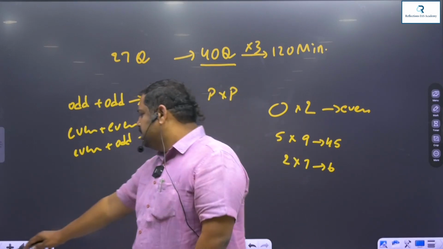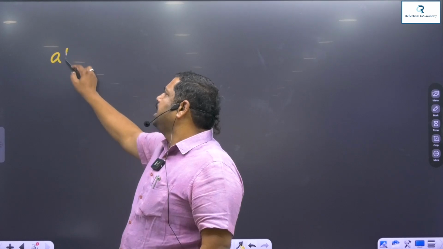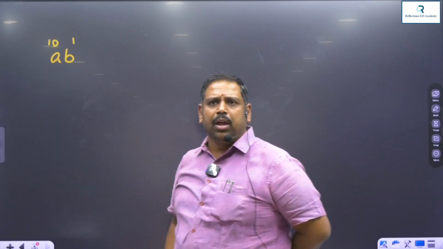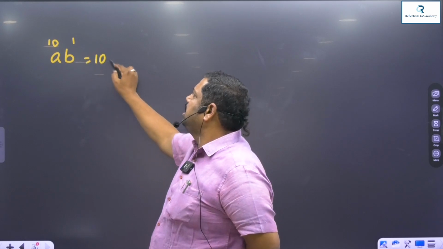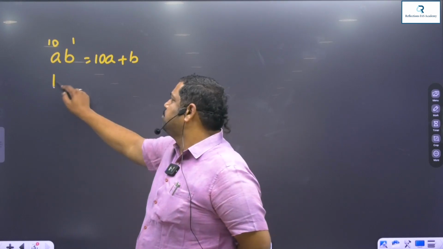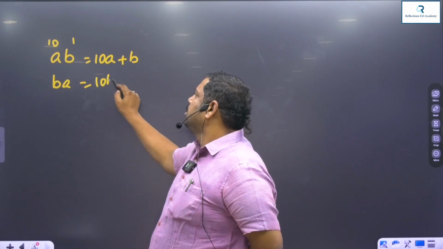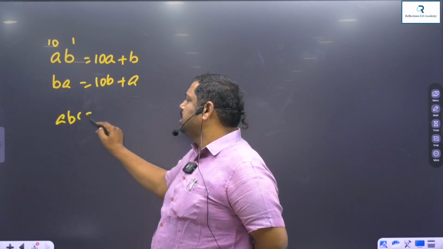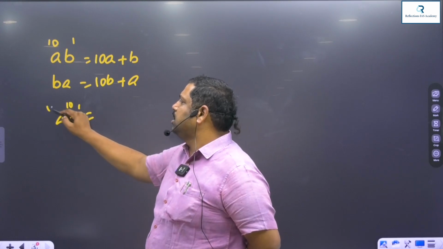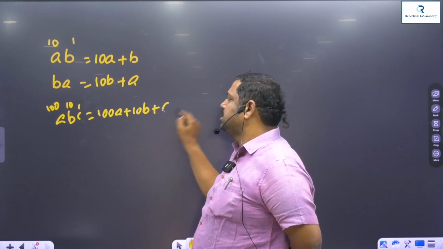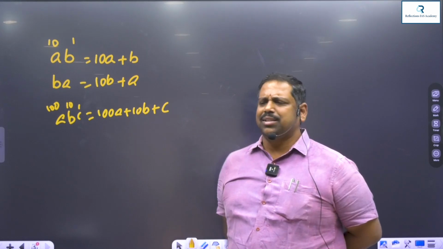Right, next one. Generally, suppose I have a 2-digit number called AB. This is the units place and this is the tens place. Right or wrong? Then I can say that it is nothing but 10 into A plus B. Am I right or wrong? If I have the reverse number BA, then it will be 10B plus A. Suppose I have a 3-digit number ABC, I can write it with units, tens and hundreds, right? So, it will be 100A plus 10B plus C. Hope you understand?